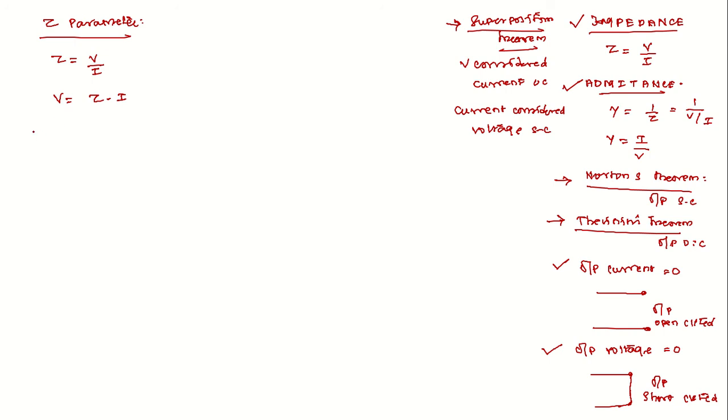So you will have two voltages. One voltage is on the input side and the other voltage is on the output side. So there will be two currents. One is on the input side and the other is on the output side.